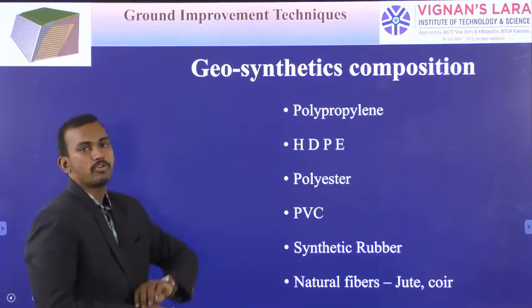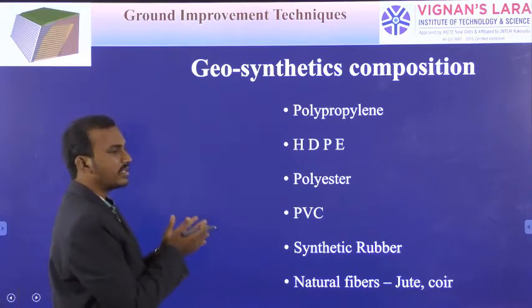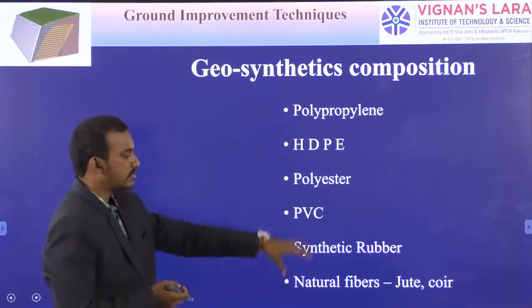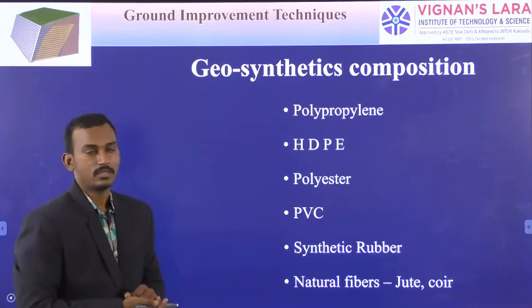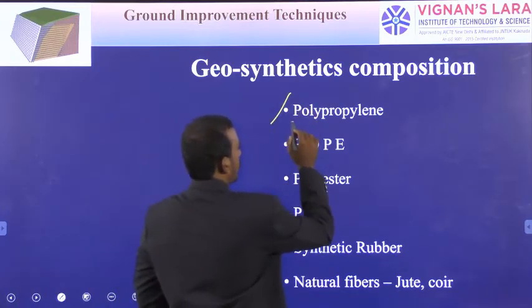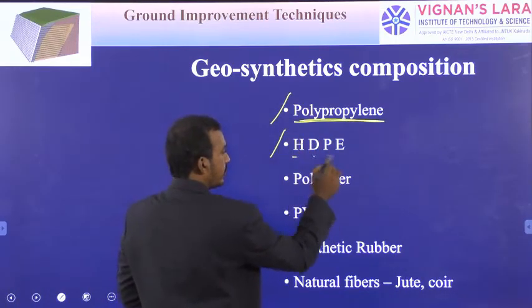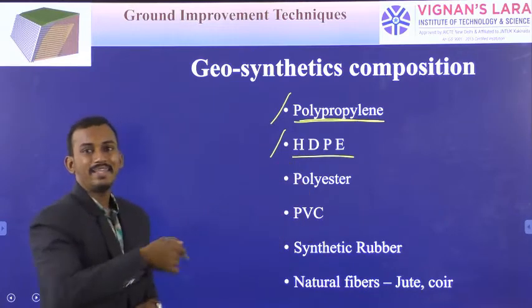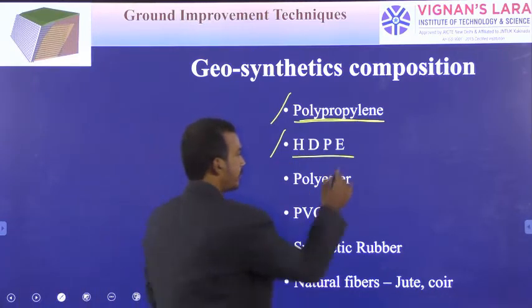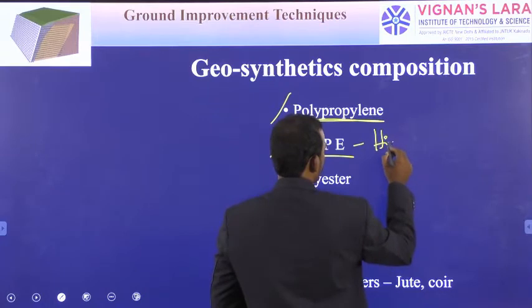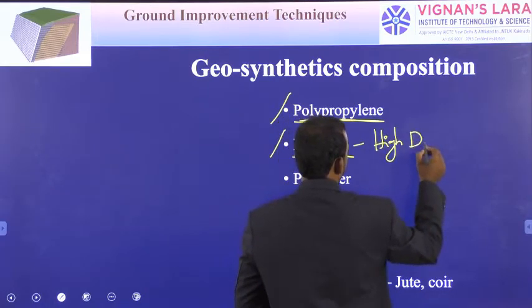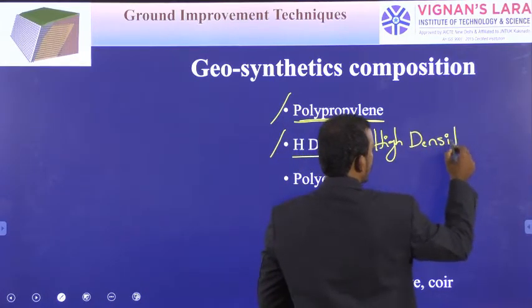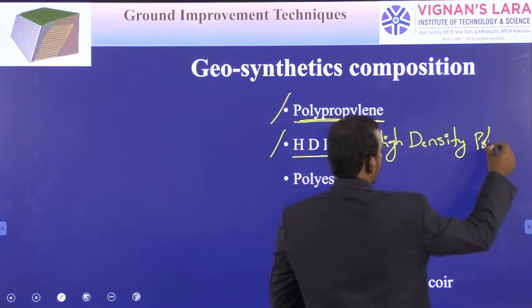This is the composition. A general geosynthetic material contains mostly these six types. The first one is polypropylene and the second one is high density polyethylene, HDPE.